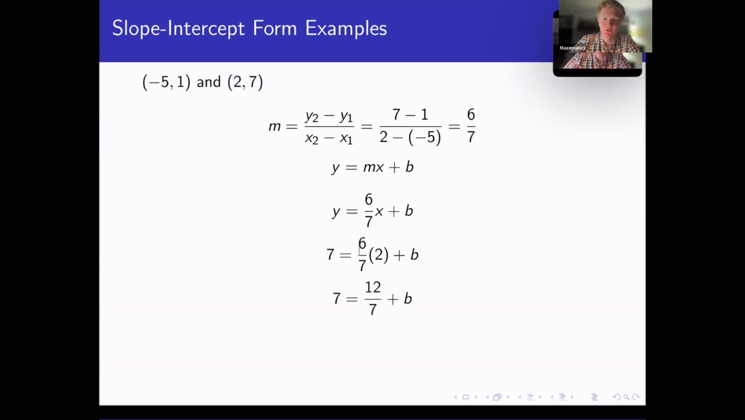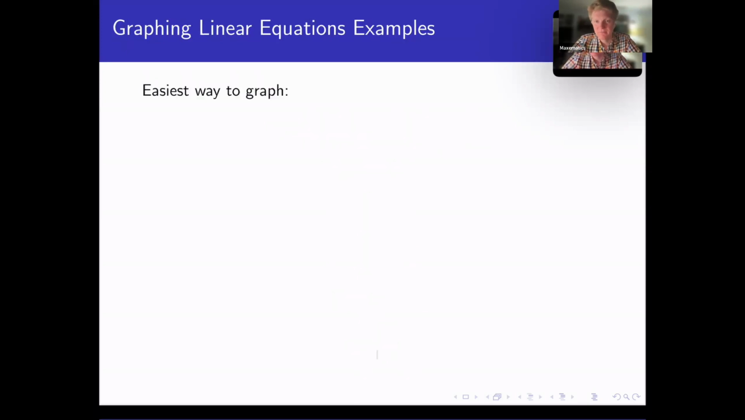6/7 times 2 is 12/7. We're going to subtract 12/7 on both sides. I'm going to trust you can subtract fractions. So slope-intercept form is y equals 6/7 x plus b. b is 37/7.